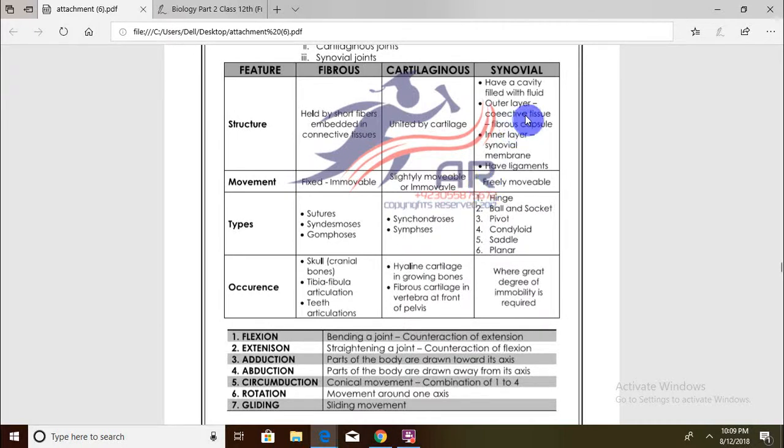So the outer layer is the fibrous capsule, which is connective tissue, and the inner layer is the synovial membrane. Now the fibrous capsule is at the outer end, and at the inner we have the synovial membrane, which is in contact with it, and part of the fibrous capsule is modified into a ligament. Types: hinge, ball and socket, and to some extent pivot. Others are mentioned but not really important at this stage.